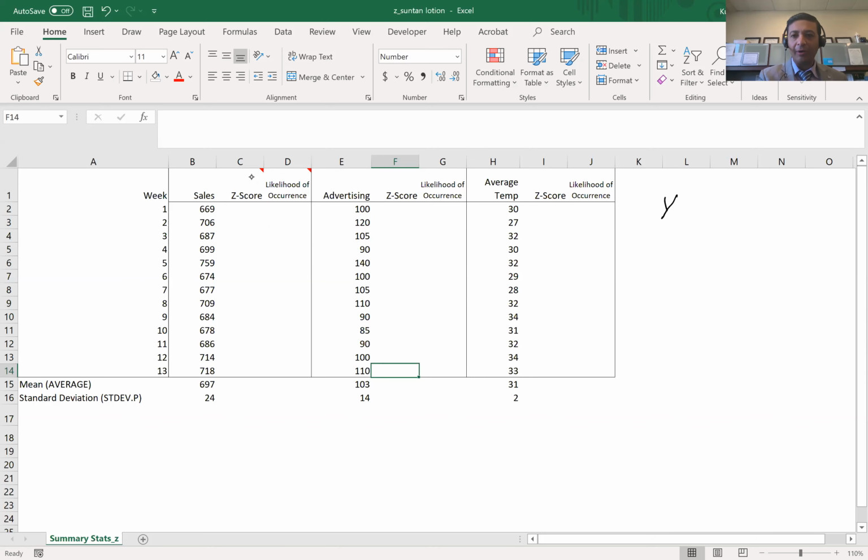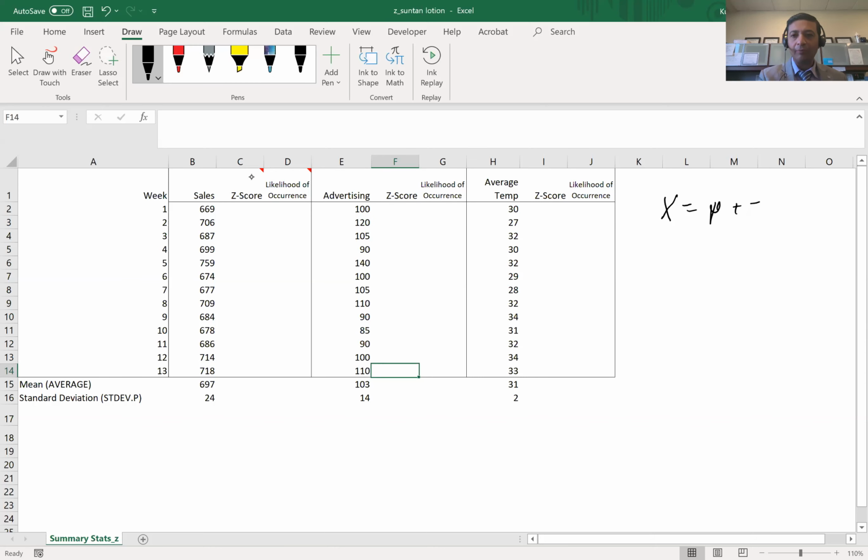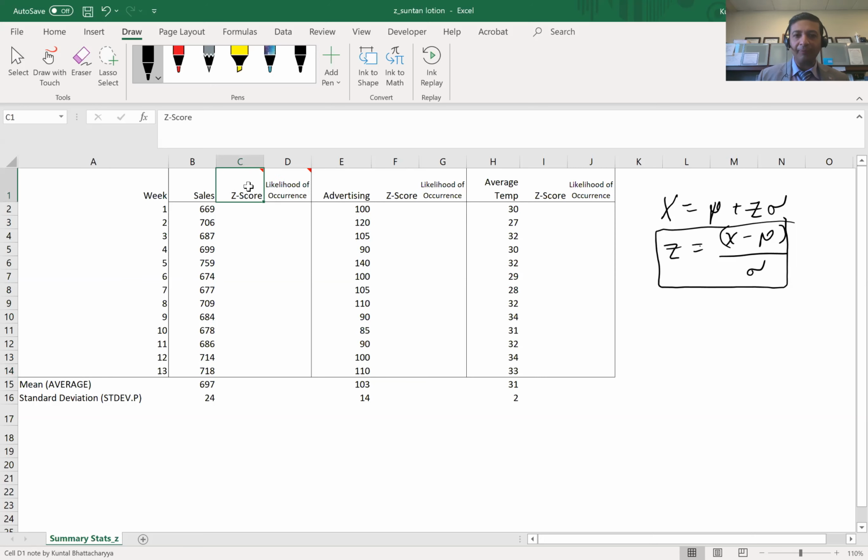We have already learned that X equals mu plus Z sigma. So Z becomes (X minus mu) over sigma. That's how you compute Z. And in essence, that's what you see from the comment box for Z-score. That's what your Z is, (X minus mu) over sigma.